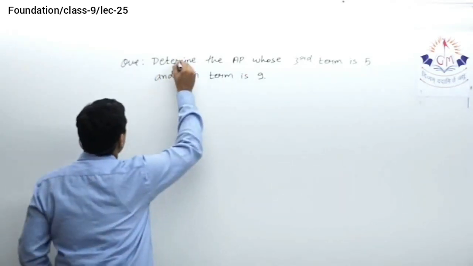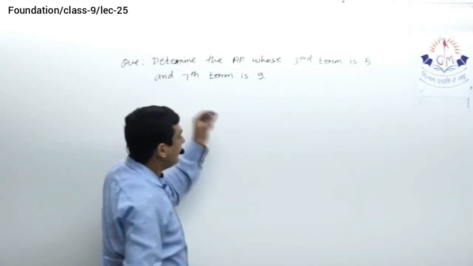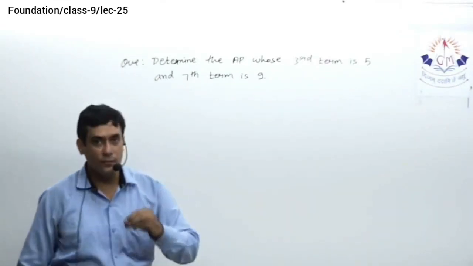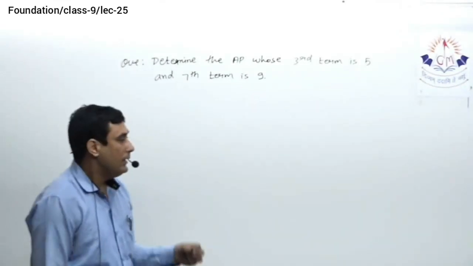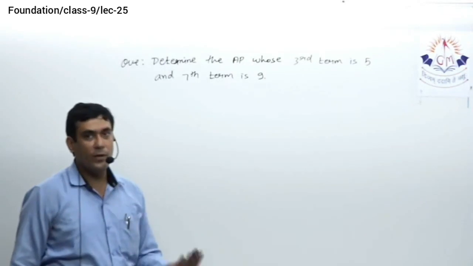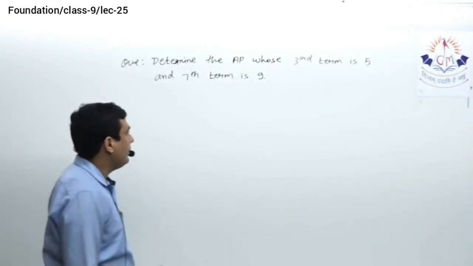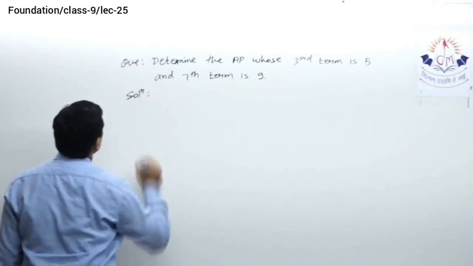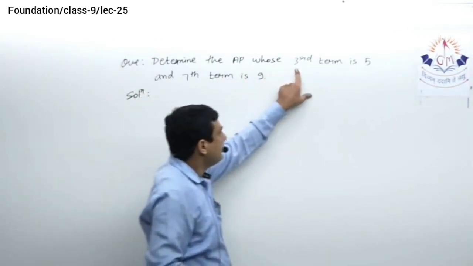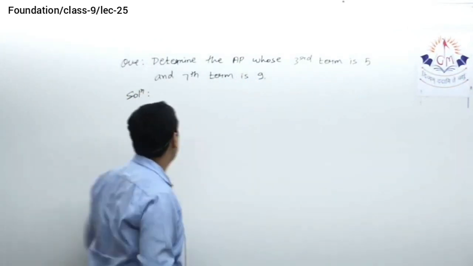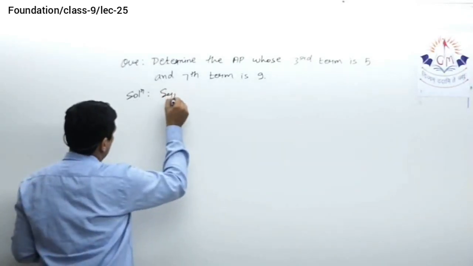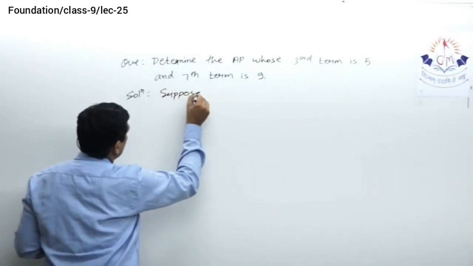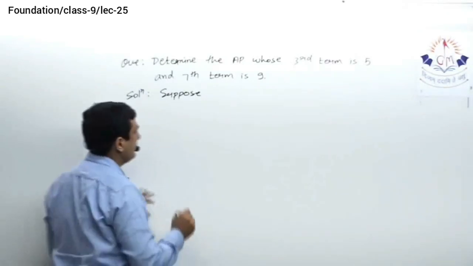Now determine the AP means you have to find its first term and the common difference. And if you have its first term and its common difference, it's very easy to find the AP. Let us see how to solve. See, it is given third term is 5. So this is the very first question of the similar type, so I am giving you the detailed solution.